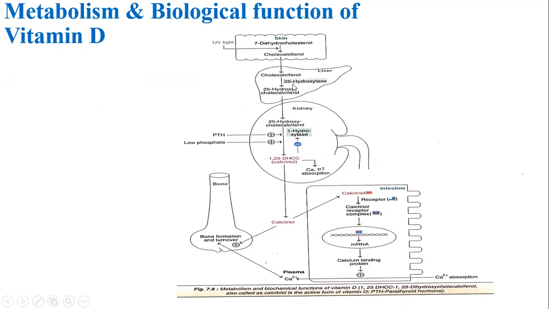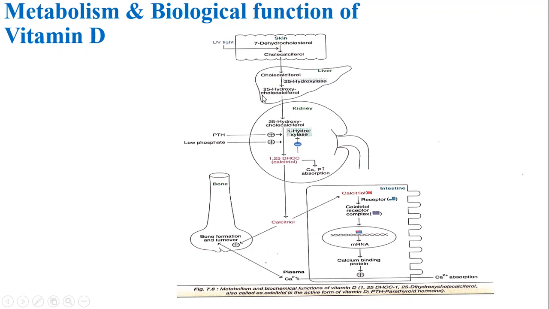liver contains an enzyme, the 25-hydroxylase enzyme. This 25-hydroxylase enzyme converts cholecalciferol into 25-hydroxycholecalciferol, because it adds a hydroxyl group at the 25th carbon of cholecalciferol.